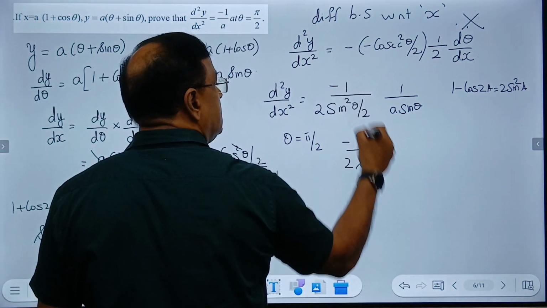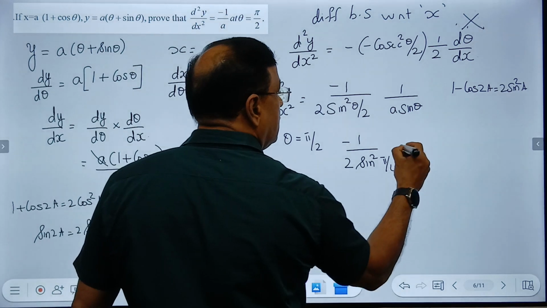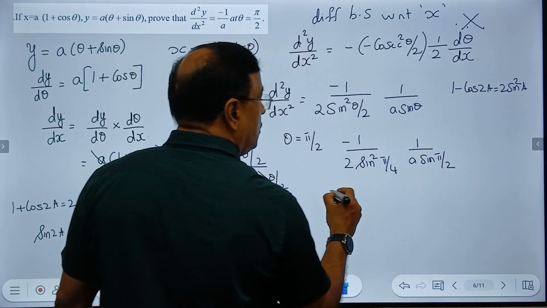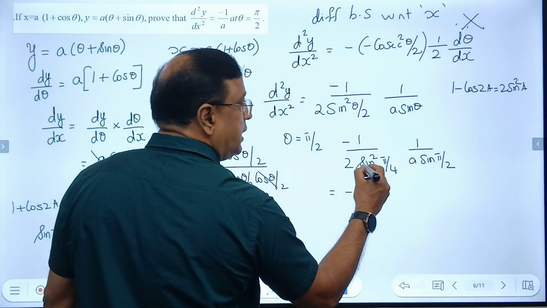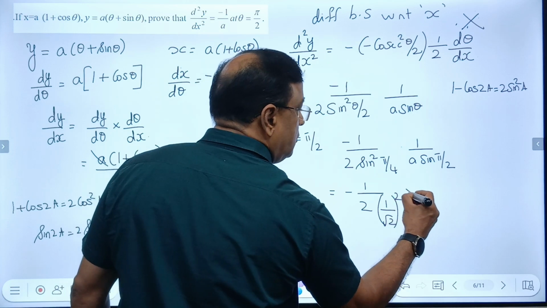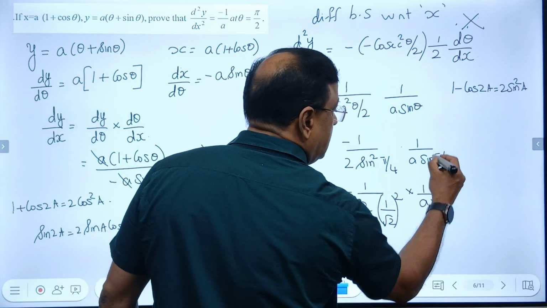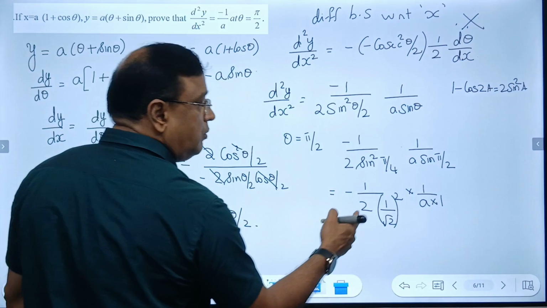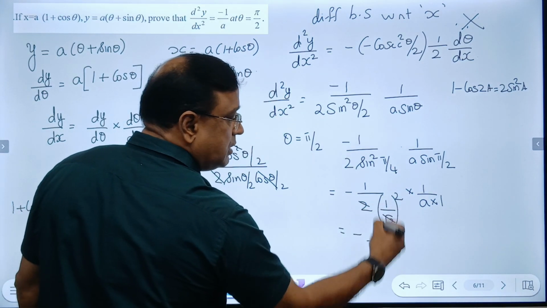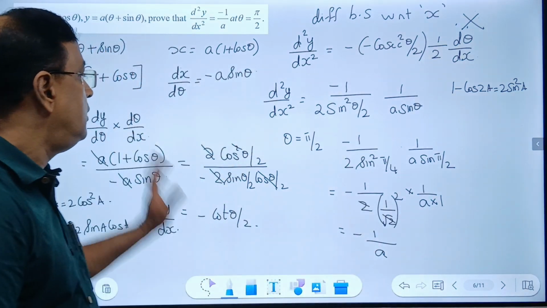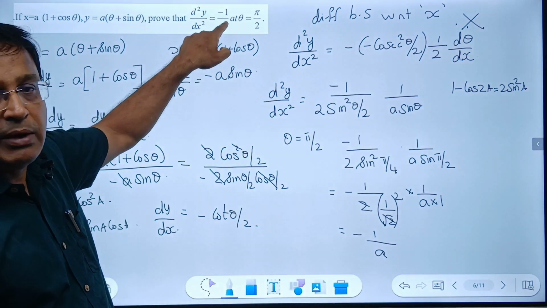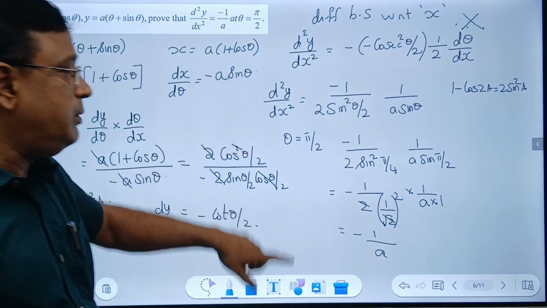Theta is pi by 2, so theta by 2 will be pi by 4, into 1 by a sine pi by 2, which is minus 1 by 2. Sine pi by 4 is 1 by root 2, the whole square, into 1 by a; sine pi by 2 is 1. And this is minus 1 by 2, and 2 gets cancelled because the whole square, so it is minus 1 by a. That proves the result. That is exactly what I wanted to prove. d square y by dx square is minus 1 by a at theta equal to pi by 2.